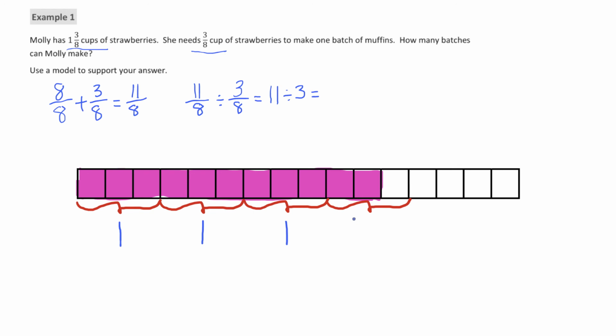So that looks like this: 2 of the 3. That's 2 of the 3/8 that we need. So if we come back here, we count 1, 2, 3, and 2/3. 11 divided by 3, or 11/8 divided by 3/8, is 3 2/3.